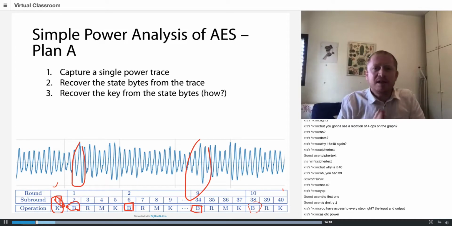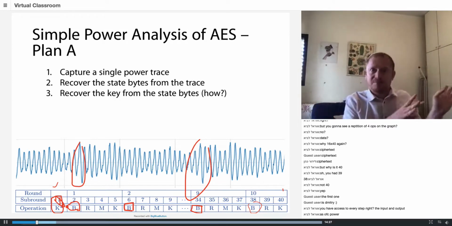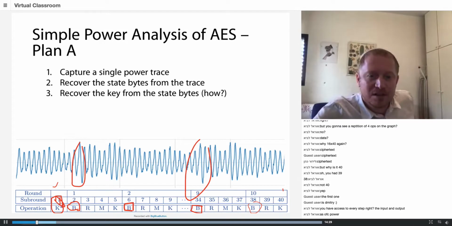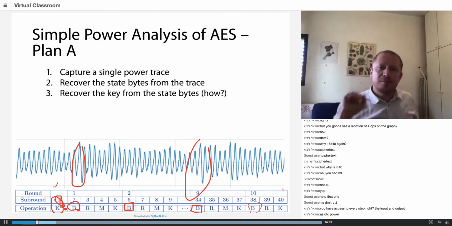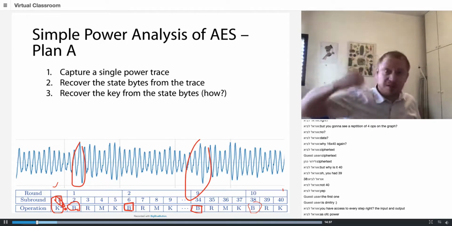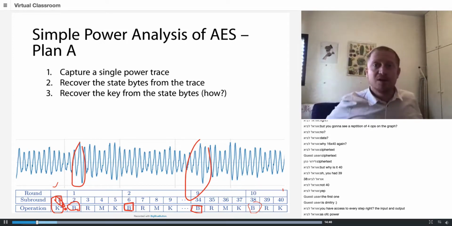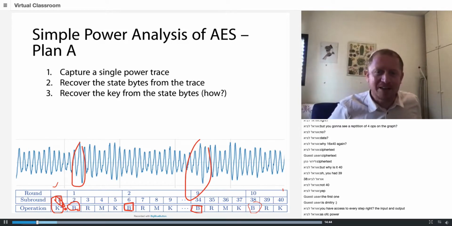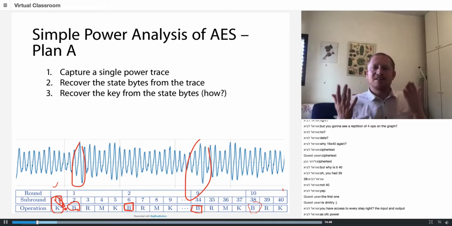So what is the beginning? What is the first value fed into the state register? That is the plain text. I know the plain text. And then this operation, you just XOR the bytes of the plain text with the bytes of the key, because this is how you begin with AES. You have to mix in the key, so you put the key in the beginning. So if I have the output of add key, and I have the plain text, how do I get the key out of that?